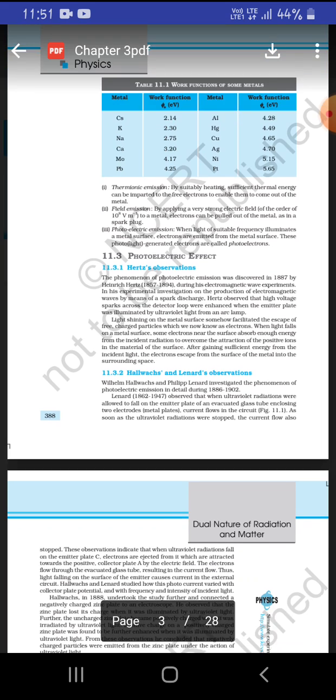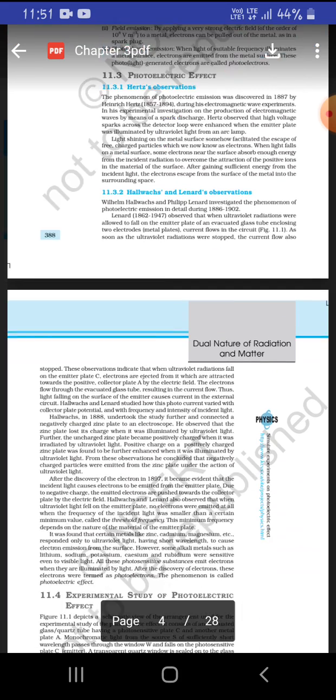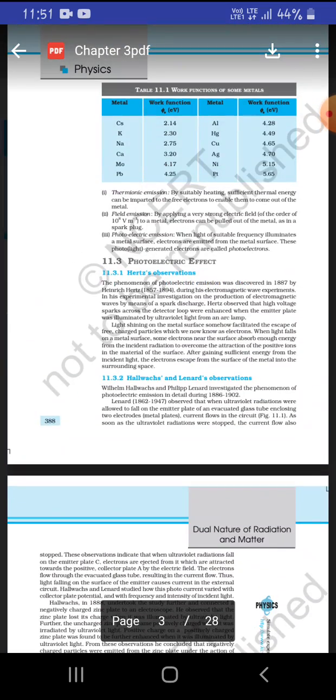Next is the photoelectric effect. There were two scientists who observed this. One is Hertz. So, Hertz's observation. During his experimental investigation on the production of electromagnetic waves by means of spark discharge, Hertz observed that high voltage sparks appeared across the detector loop.